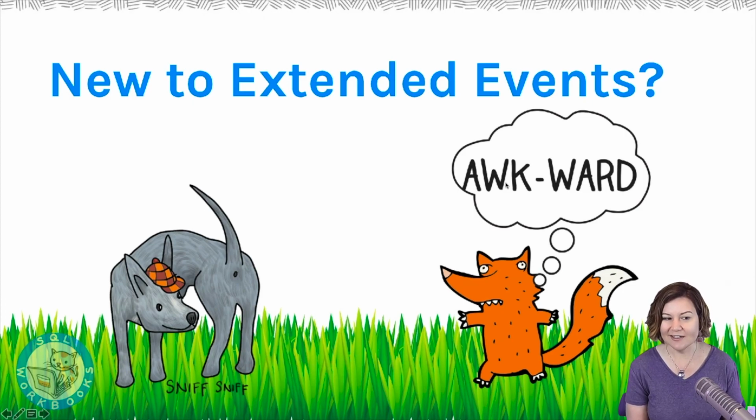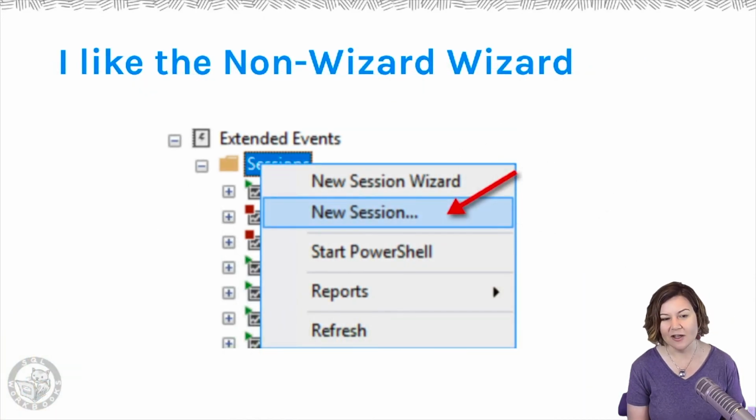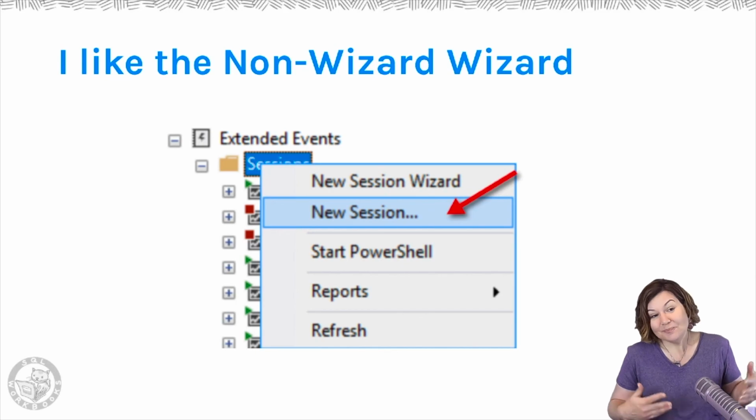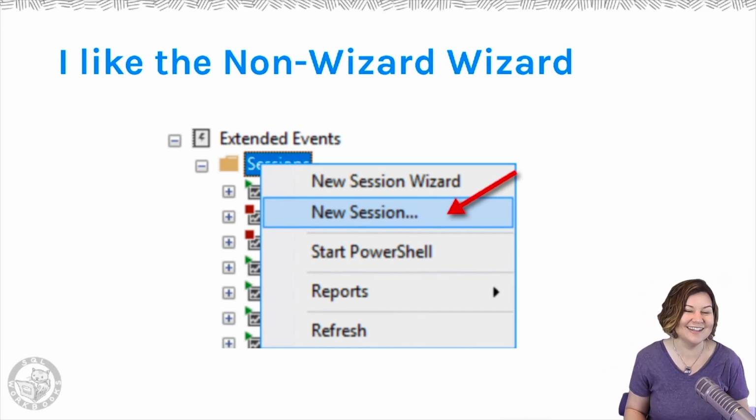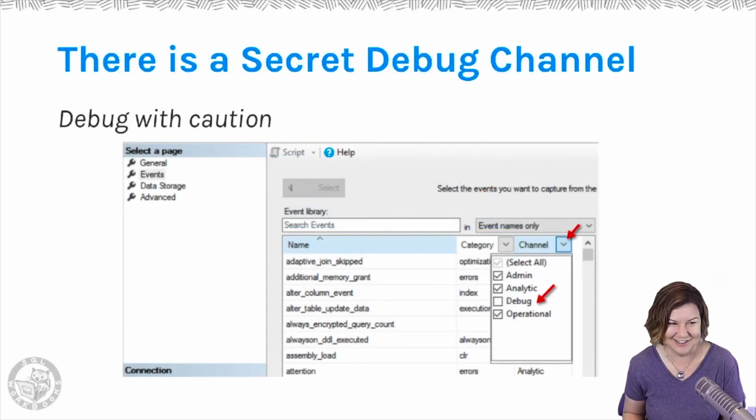If you're new to extended events, there can be other things that are just weird and awkward to get used to. Like I said, why are there 2 wizards? I like the one that doesn't call itself a wizard. I wouldn't deal with learning 2 of them. Just learn 1. There's also, sometimes you may be looking for a specific event that you've read about on the internet and you won't see it in the wizard.